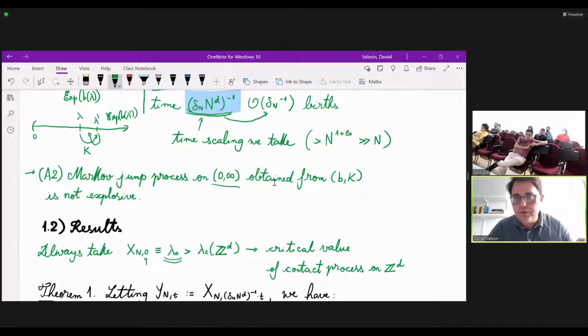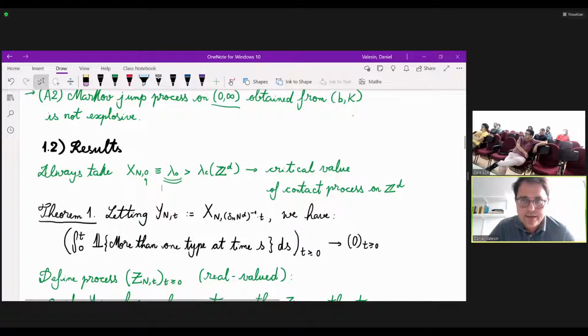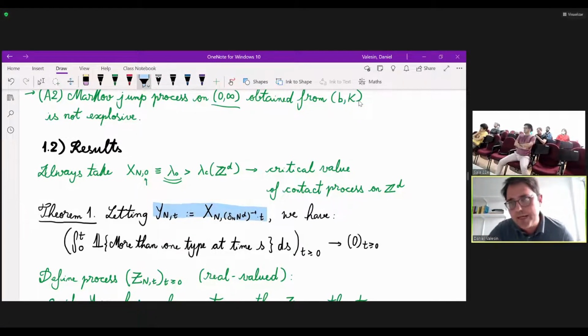So we start at time 0 with a homogeneous population. So the first theorem says that the amount of time that the process spends in competition becomes negligible. So most of the time, there is no competition going on. There's only one type occurring. So if you define this Y_n(t), which is just speeding up time in the way that I explained earlier, you do this time scaling that I mentioned, which makes it so that the mutation events are occurring in time of order 1 from each other.